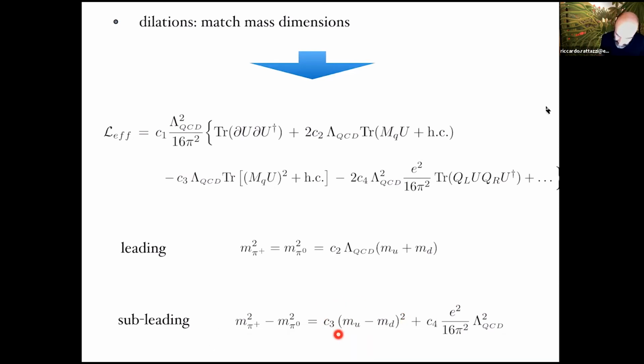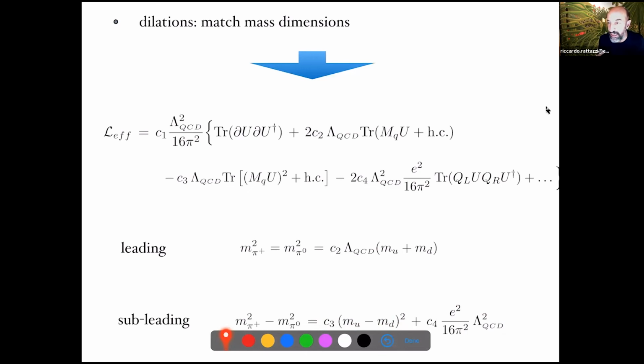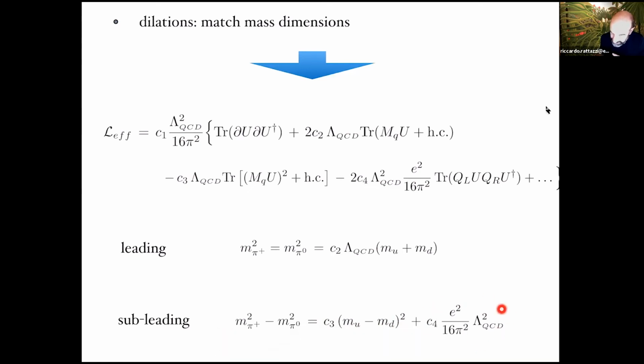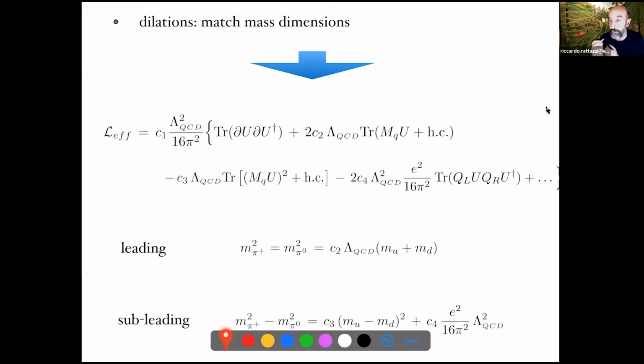A situation where this contribution has the opposite sign arises in the proton-neutron mass difference. There you have, again, two contributions, one electromagnetic and the other the quark mass difference. And there they happen to be comparable in size, but they don't cancel. It's already amazing that they are comparable.